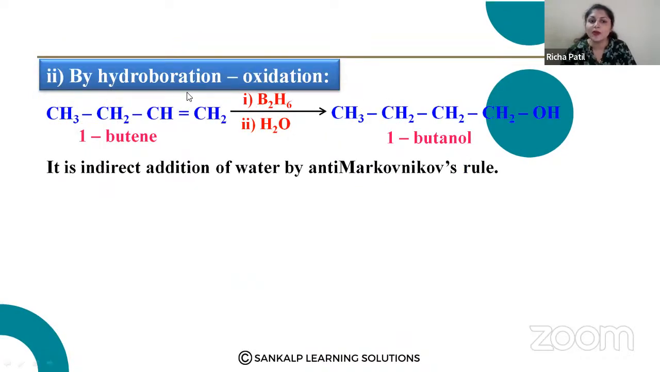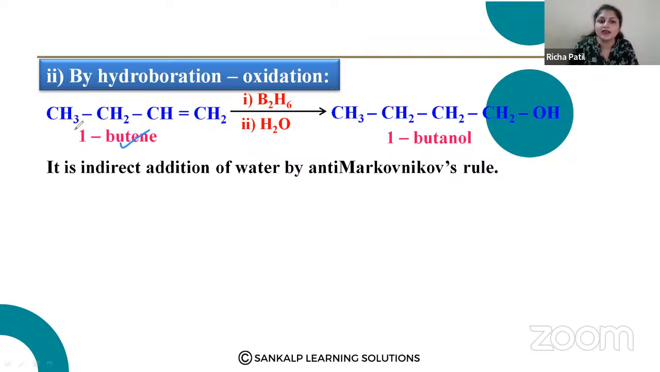So next is hydroboration-oxidation. So what is hydroboration? Hydroboration is nothing but you are going to add diborane, B2H6. B2H6 is what? Diborane. So diborane you are going to add across the double bond, in the presence of water and an oxidizing agent. Okay, so the starting reactant taken is 1-butene.